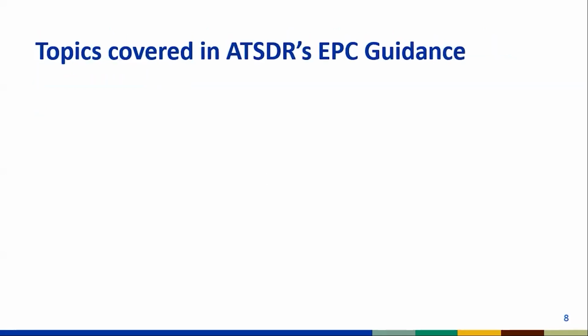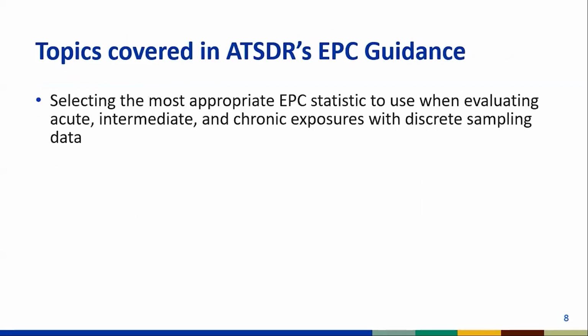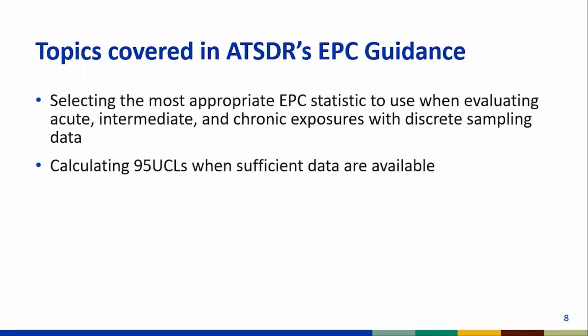The guidance covers two main topics. First, the guidance covers how to select the most appropriate EPC statistic to use when evaluating acute, intermediate, and chronic exposures with discrete sampling data. Second, the guidance outlines how to calculate 95 UCLs when sufficient data are available for doing so, and when that is the appropriate statistic for the dataset being evaluated.